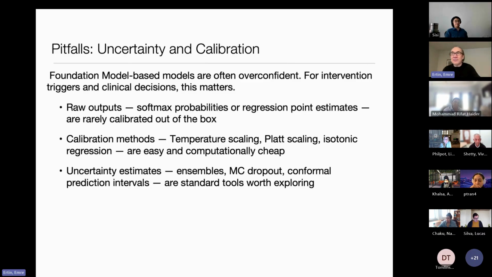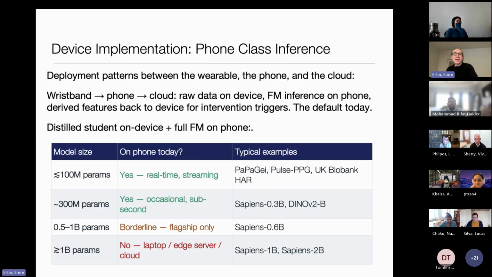If we are going to intervene with someone, we better be sure about the probability that we are wrong about the behavior that we are sensing. And finally, maybe go even higher and do correct uncertainty estimates.